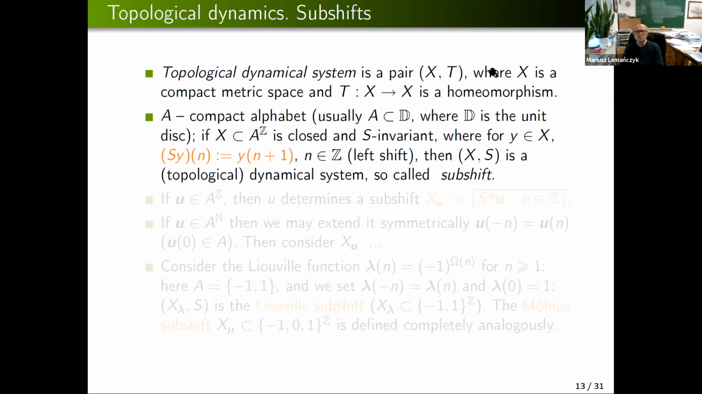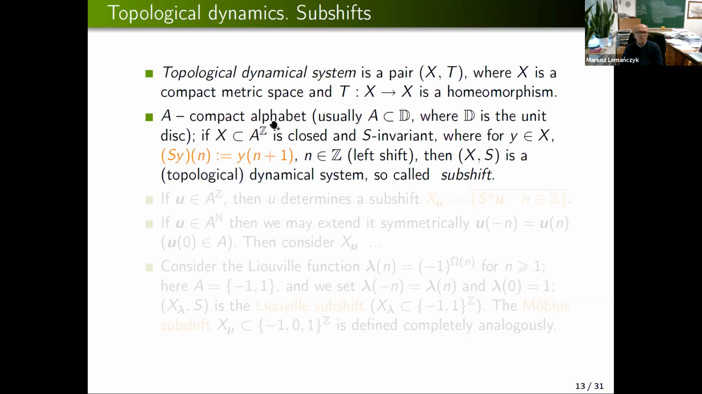Okay, so let's go back to topological dynamics. In topological dynamics, we consider homeomorphisms of compact metric spaces. So here is a way to obtain plenty of examples of such systems. Suppose that we have a compact subset of the unit disk. It can be finite. In most cases, it will be finite for us.